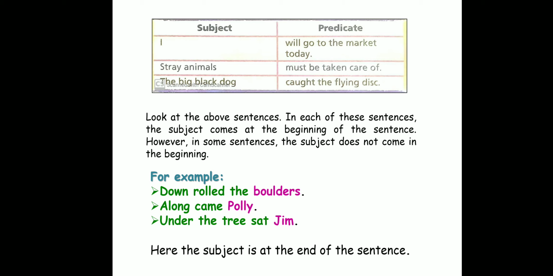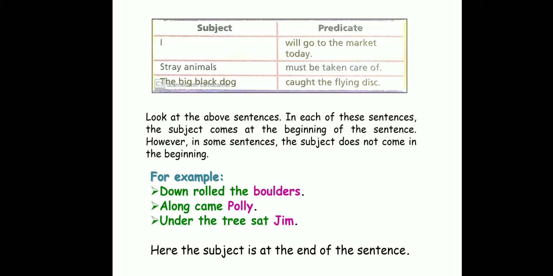Okay. Next, along came Polly. So Polly is the subject. Polly is the name of a girl. That is the subject. And along came Polly. Polly came with someone. Along with someone. So along came is in green. That is the predicate. Polly is the subject. Subject comes after the predicate in this case.